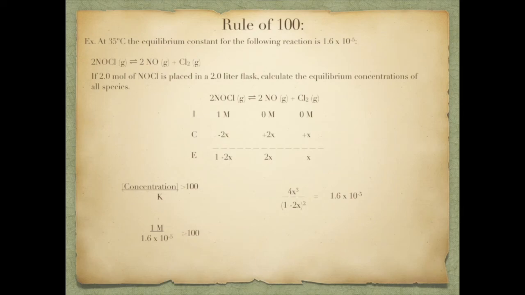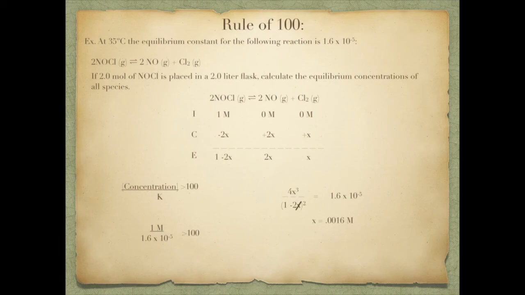And so what I can actually do is take that 2x, which I'm subtracting from 1, and just get rid of it. And so now I just have 4x cubed over 1, because it's 1 squared, equals 1.6 times 10 to the negative fifth. That makes my life a lot easier, because now all I have to do is divide both sides by 4, and take the cube root in order to solve for x. And so x ends up being 0.0016. So make sure you check the rule of 100 before you simply get rid of a variable like that. However, for the most part in the problems we'll be doing, you can eliminate it.